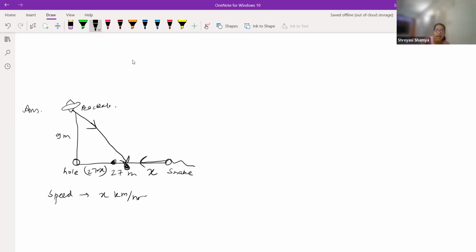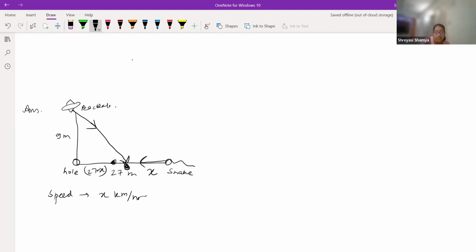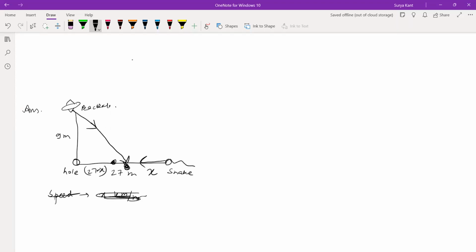Sir, then we cannot write speed equals X kilometer per hour, right, sir? Yeah, correct. Let me first write it properly. One minute. This figure looks awkward, right? Name the figure something if you want. A, B. The snake was at C. Now it came to D. Okay.